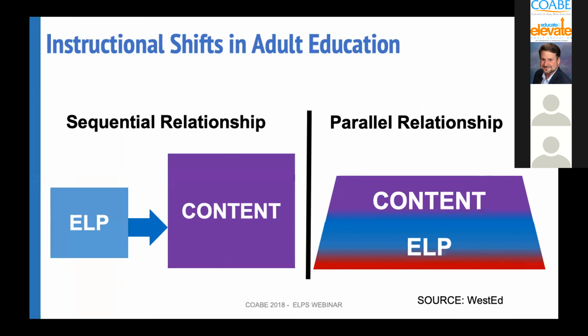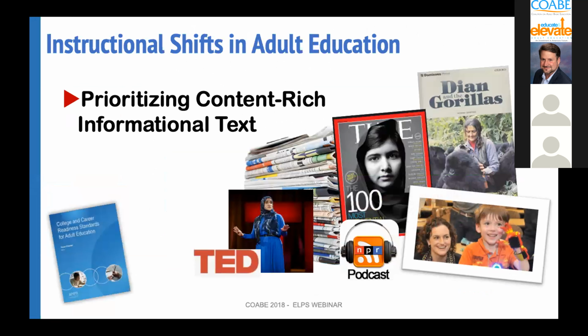So let's start with the instructional shift that probably has had some of the most emphasis on, most impact on why we have these 21st century standards. And that is that we've shifted from a sequential relationship between English language learning and content learning, moving into a parallel relationship. And this has a lot to do also with workplace content, not just academic content. One of the key instructional shifts is prioritizing content-rich informational text. And note that text extends beyond print to almost any input like videos, podcasts, visuals, etc.